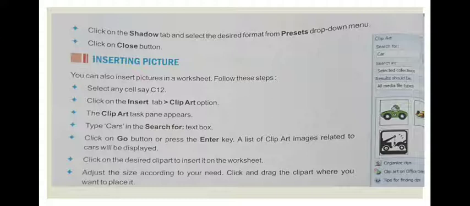The next point is inserting a picture. How can we insert a picture? You can also insert a picture in a worksheet. Follow these steps. Select any cell, say C12. Click on the Insert tab, then the Clip Art option. The Clip Art task pane appears. Type cars in the Search for text box.